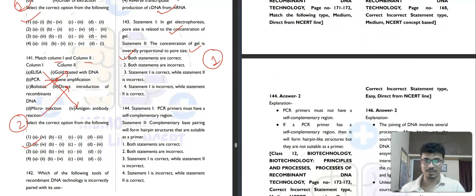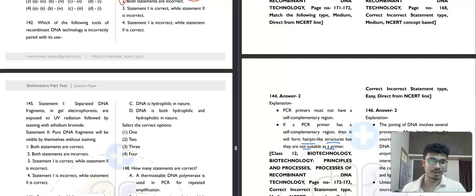Moving to the next question, question number 144. This is also statement based. PCR primers must have a self-complementary region. Must not have, like this is not correct. It should not be must. They can have or not have. Then complementary base pairing will form hairpin structures that are suitable as a primer. So if a PCR primer has a self-complementary region, then it will form a hairpin-like structure, but they are not suitable as primer. So this is also not correct. So both statements are incorrect. Second option is our correct answer.